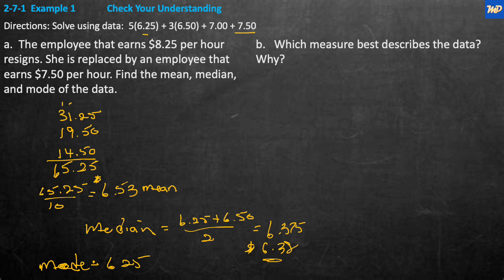The only thing that changed is the mean. The mean went to $6.53. Which best describes the data and why? It's the same thing. The median is best described because it's $6.38. It's above the 5 and just barely below the 3. And the two outliers, the 7 and the 750, don't make that much of a difference.